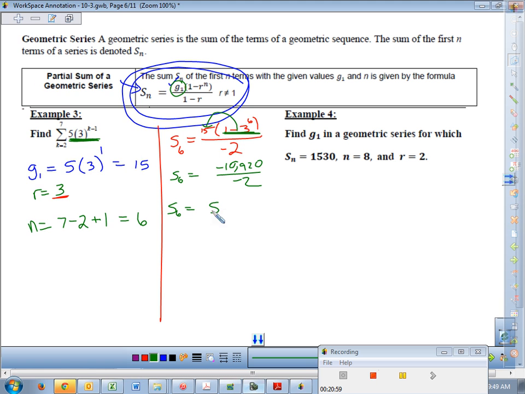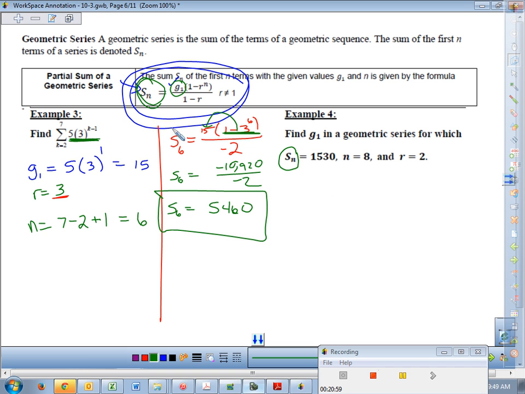Positive 5,460. So this means what? What did we just find here? If I took these particular 6 terms and added them together, wouldn't I get 5,460? Cool? Over here, find G sub 1 in the geometric series where they give you all this information. Here's your nugget, right? Isn't that the biggest information right there? That tells you to use this formula. Cool? So let's sub in.